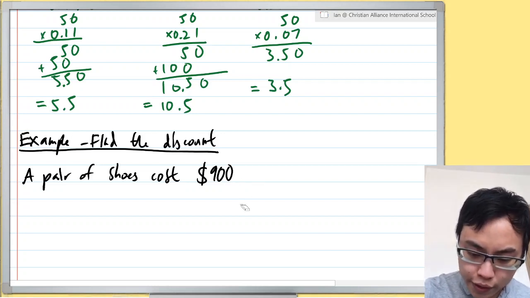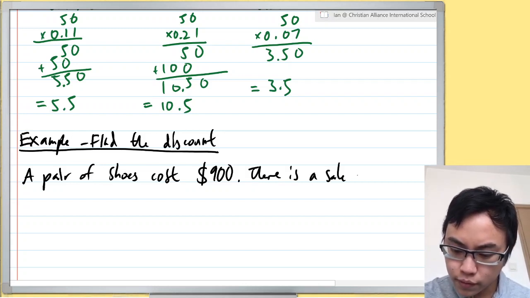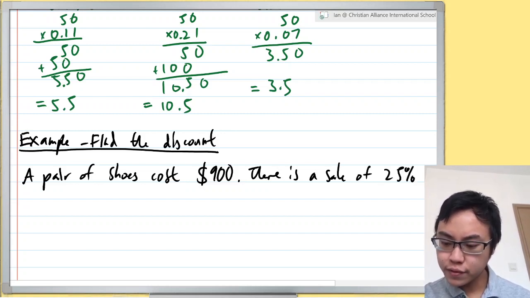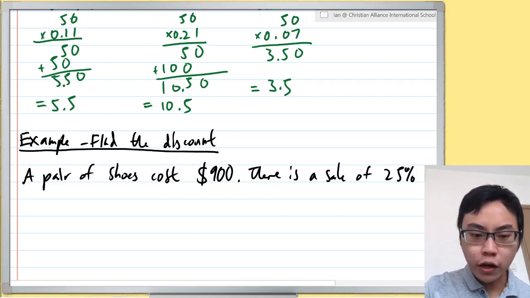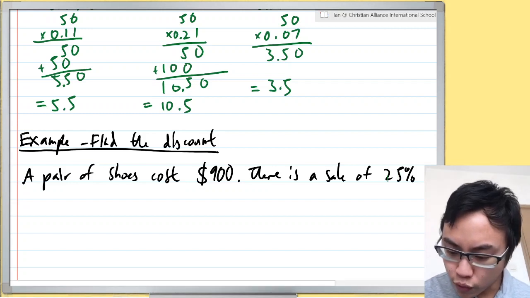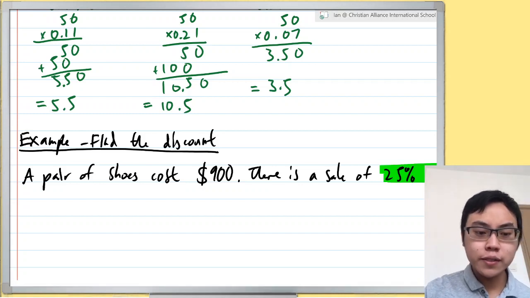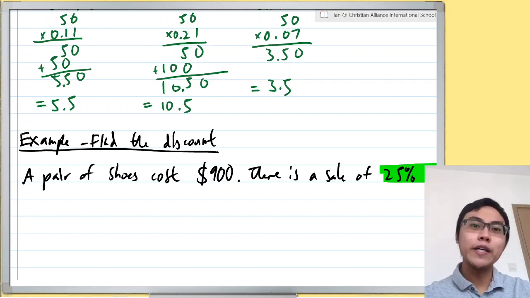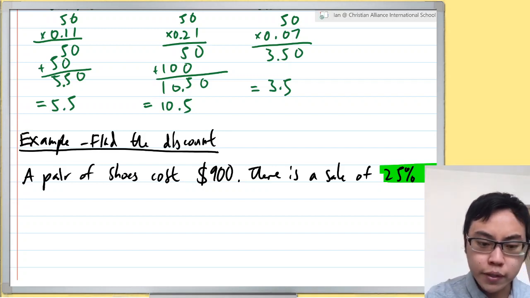there is a sale of 25% off. Now, first of all, we have to understand what is the meaning of 25% off. This 25% off means that it is 25% of, it's not off the number, which means we take away 25% of the original value. So let me just write this in words over here.